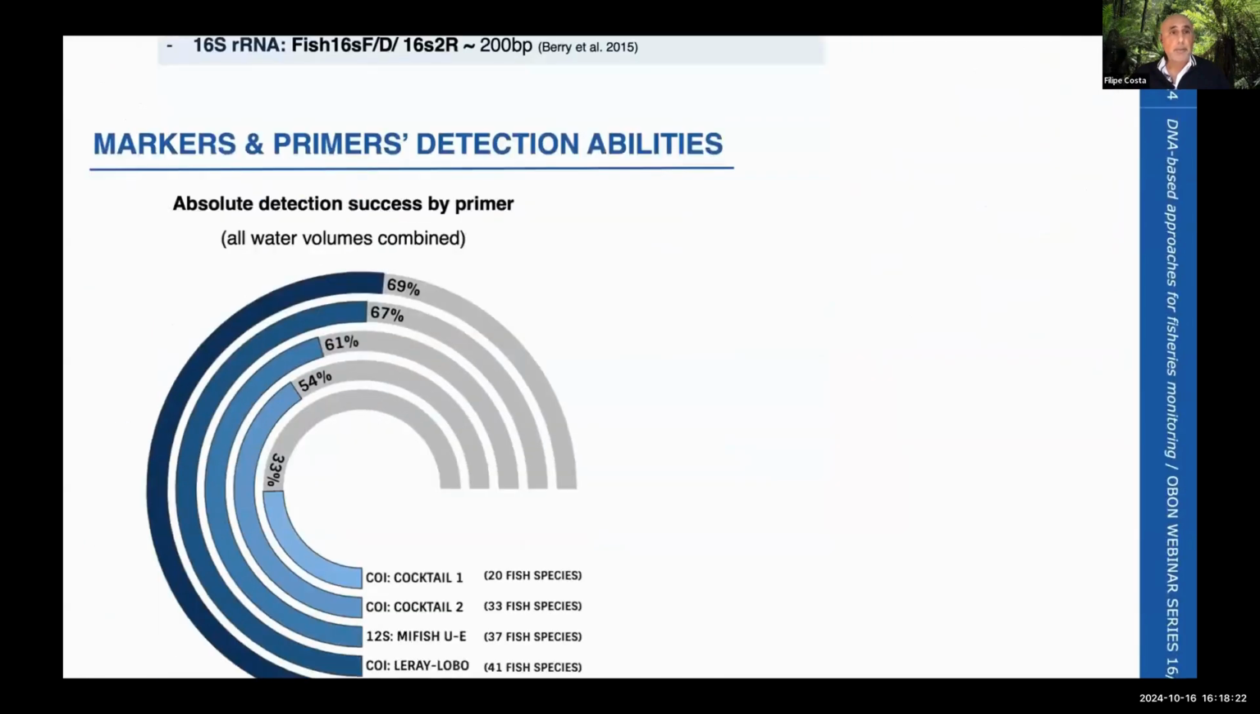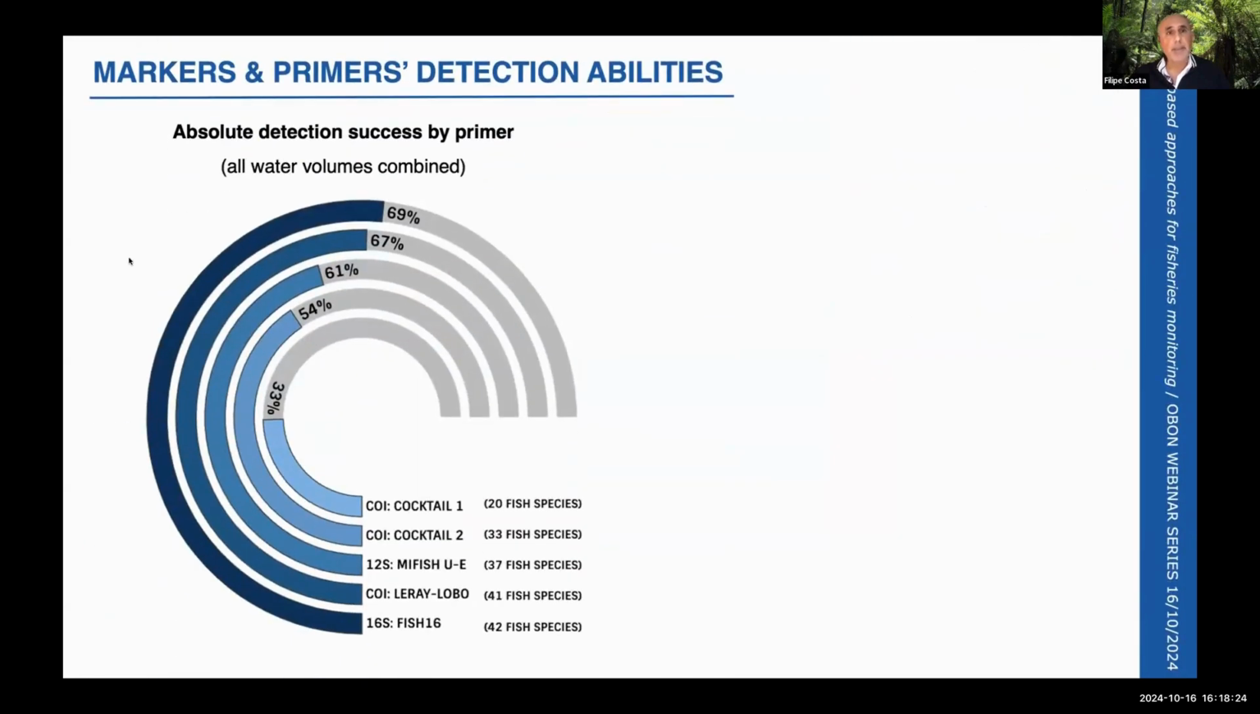So when we look at the capability of detection of different markers and primers, we have here a summary of the percentage of the species detected when we put together all water volumes combined. And we can see that fish 16 is the best primer with 69% of the species. But this is still a low amount compared to what we would like to have.